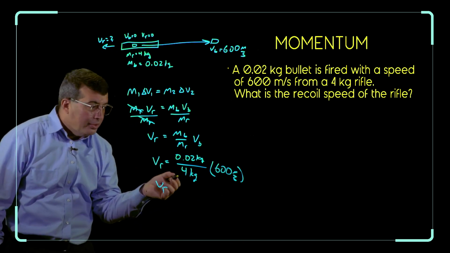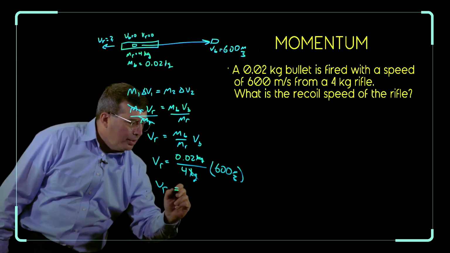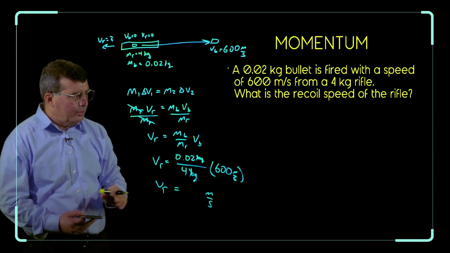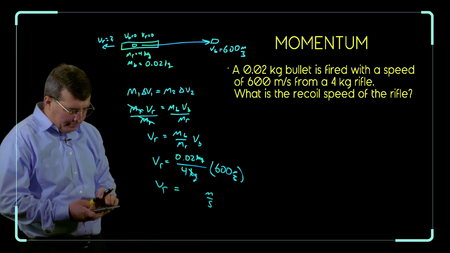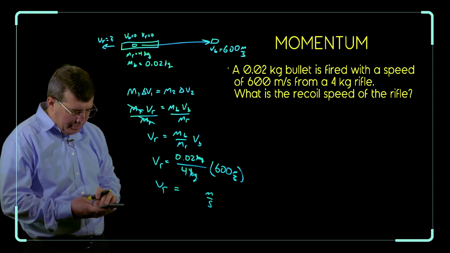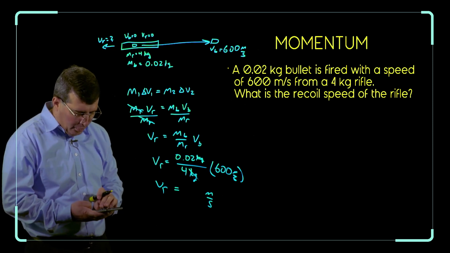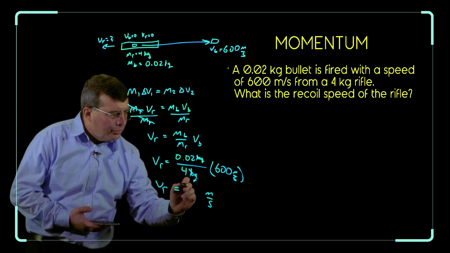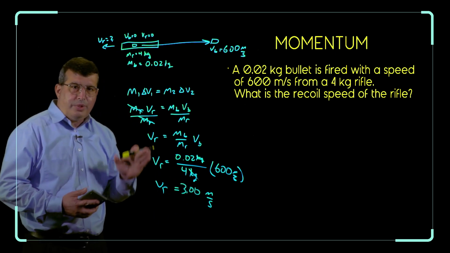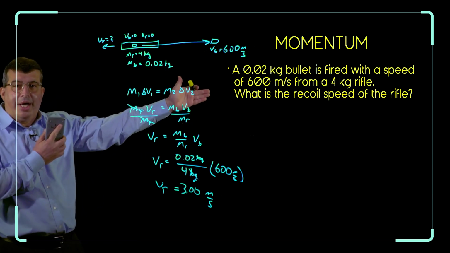Okay, I'll do my units first. Kilograms cancel out kilograms, and I'm just left with meters per second. Now I will do my numbers. That's 0.02 times 600 divided by 4. And that is 3.00 meters per second.